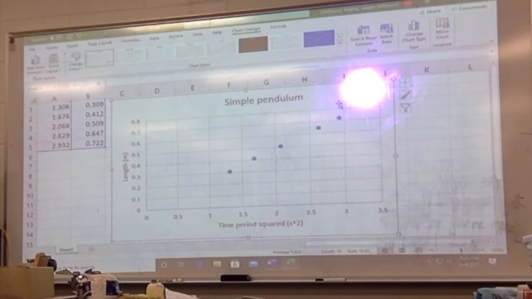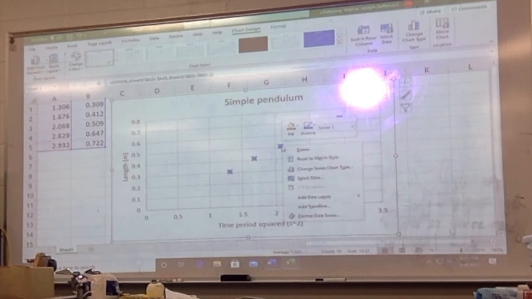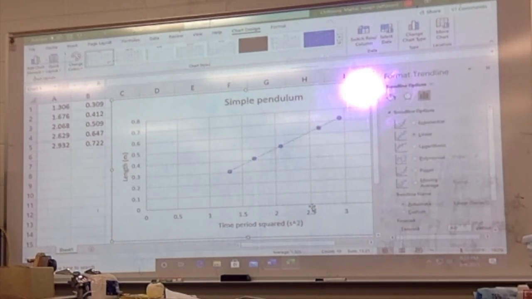The next thing and the very last thing that you need to do is to get the slope and then carry it to our calculations. So the chart is ready. To get the slope, there are different ways of doing it. You can right click any of these dots. Right click on any of these dots, and you go down here and it says add trend line. So click on add trend line.